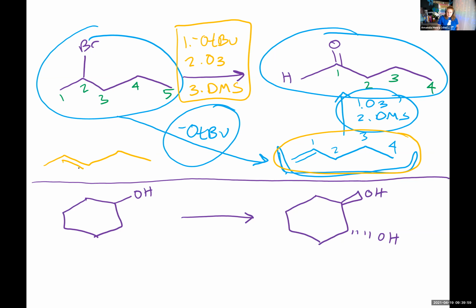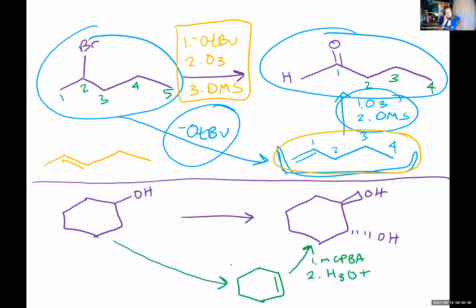Would it be MCPBA? It is MCPBA. Would it also be H3O+? Exactly. And to do that, we need to start with an alkene. Do we know how to go from an alcohol directly to an alkene, or do we need to turn that into a two-step reaction? Actually, both, you could say yes to both of those because there's more than one way to do this. So how can we go from an alcohol directly to that alkene if we wanted to do this in just one step?